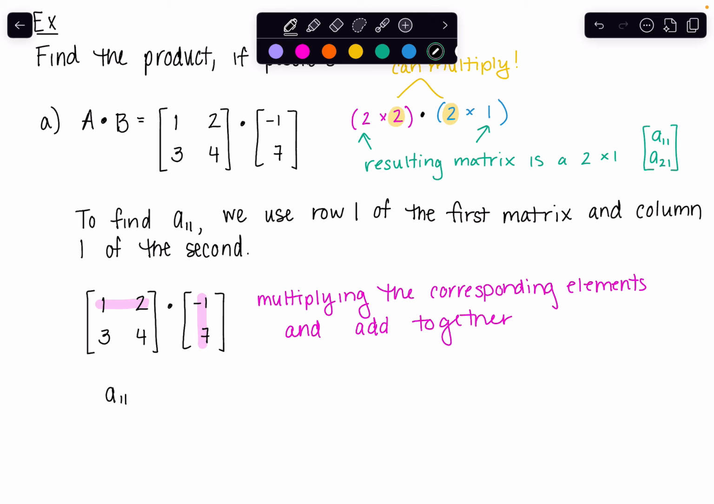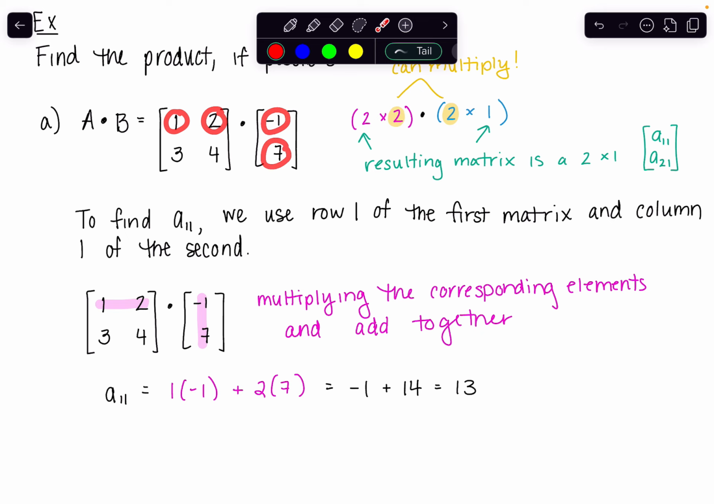So my resulting A11 is I start with my first thing in each one. That is 1 times -1. Then I add to it, moving right and down. So 2 times 7. Okay. So this gives me -1 plus 14. My result is positive 13. So again, I'm using these two to find the first resulting thing. And we start by going with the first in each spot and then the second in each spot.